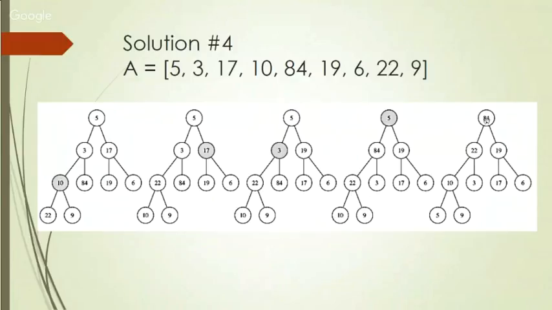Therefore, eventually we shall be able to build this tree, which is already sorted. As you can see, all the leaves are less in value compared to the parents. As you can see, the heap is sorted.